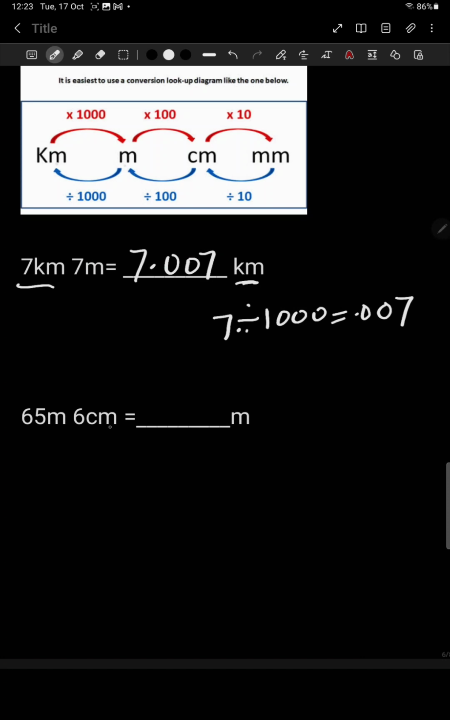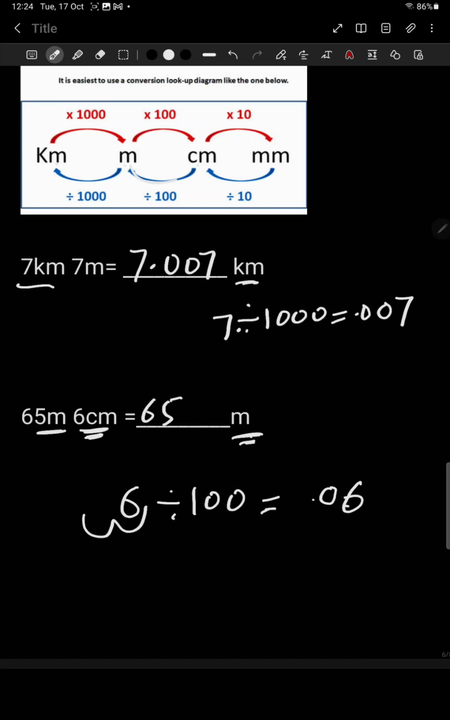65 meter, 6 centimeter. Now we will check the units. Over here is meter. Over here is meter. They are the same. 65. 6 centimeter, but over here is meter. So we are supposed to convert this one. 6 centimeter into meter. Centimeter into meter will be divided by 100. When we are going to divide by 100, what we need to do is move the decimal back 2 places. So 6 is over here. 2 places, 1 0. So 0.06.